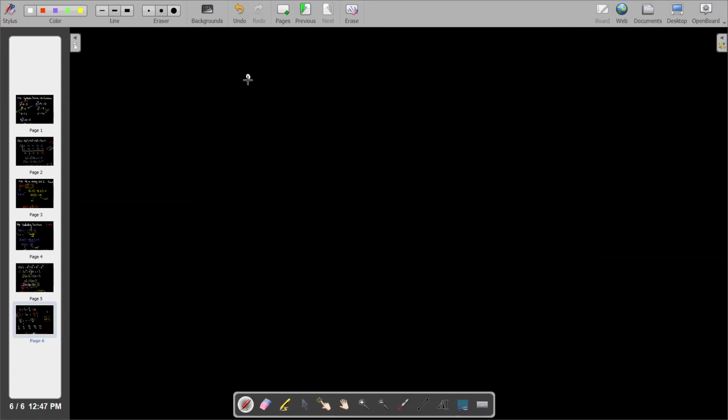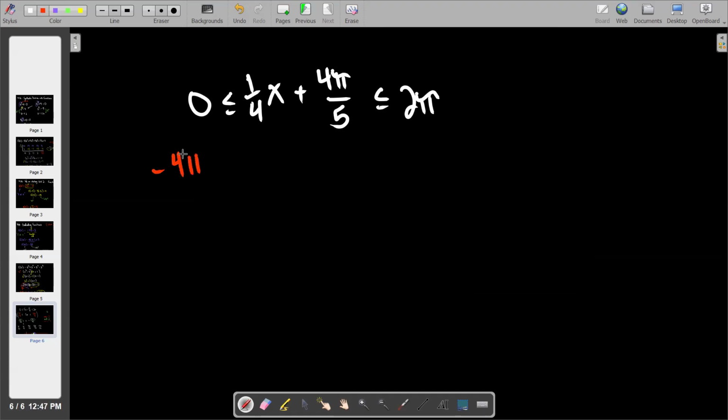The last one, we're going to sandwich a quarter of x plus 4 pi over 5 in between a 0 and a 2 pi. And again, we're going to move the constant one out. The one that's not attached to x just needs to be relocated. So 4 pi over 5 is coming out as a negative 4 pi over 5. And then on this side, that's 10 pi over 5 minus 4 pi over 5, which is 6 pi over 5.